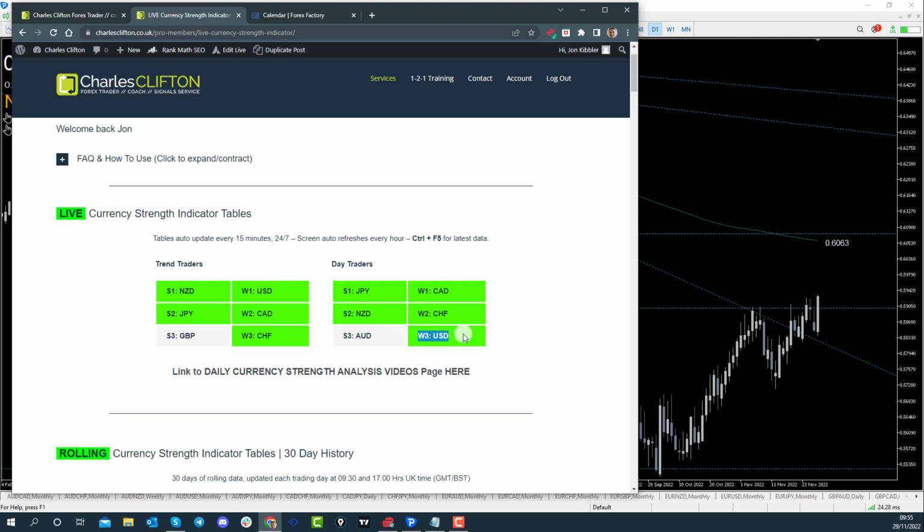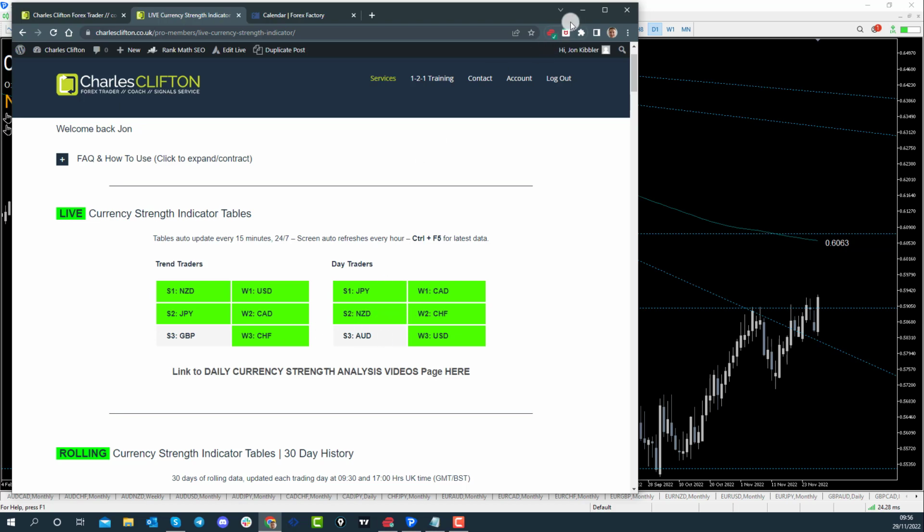So what we're going to be focusing on today, well, we actually focused on quite a lot of those pairs yesterday. If you haven't seen that video, then please go check that out. But we're going to focus on Kiwi Swiss, and then I'm going to go through an opportunity that you could have taken as a day trader this morning on Kiwi US dollar. So I really want to show you that move. So stick around, watch the rest of the video, and I'll come to that towards the end.